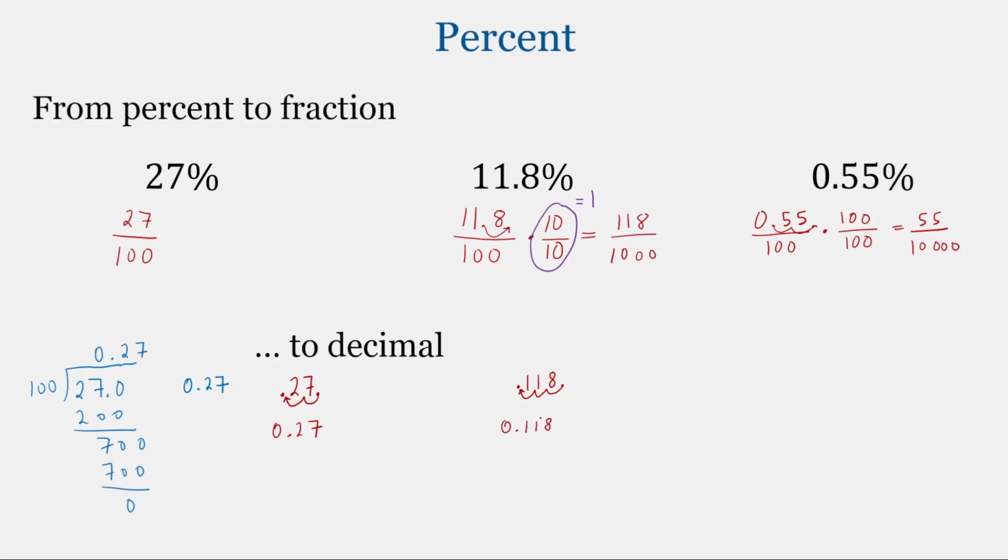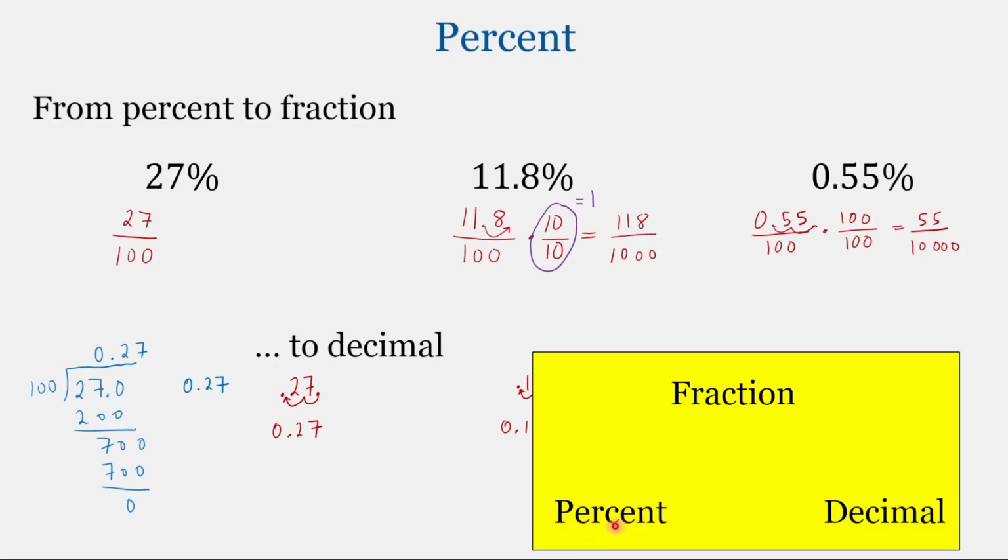0.118, or 118 thousandths. And then finally with 55 over 10,000, so we have our decimal point at the end. Dividing by 10,000, we're going to move it 4 decimal places. 2, 3, 4. That means we're going to need to add some zeros. We end up with 0.0055.